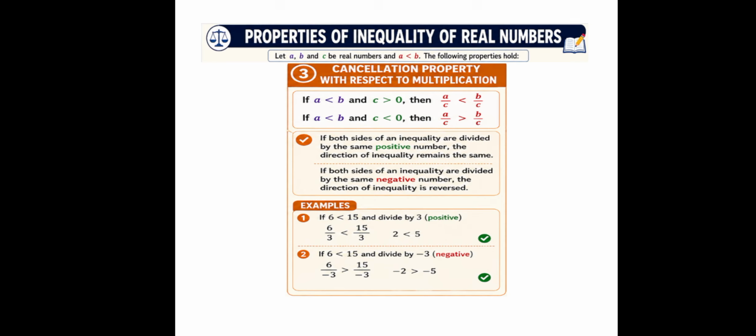minus 5. Now see, 6 is less than 15, but here we get the answers minus 2 and minus 5, and we know that in negative numbers minus 2 will be greater than minus 5. So it means that if both sides of an inequality are divided by the same negative number, the direction of inequality is reversed. So these are the properties of inequality of real numbers.